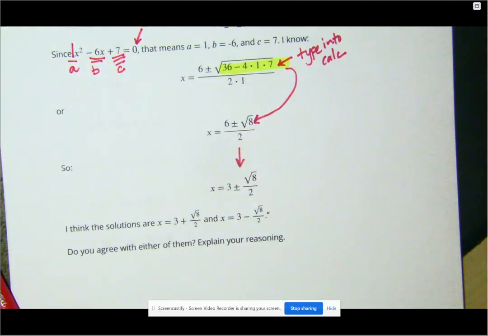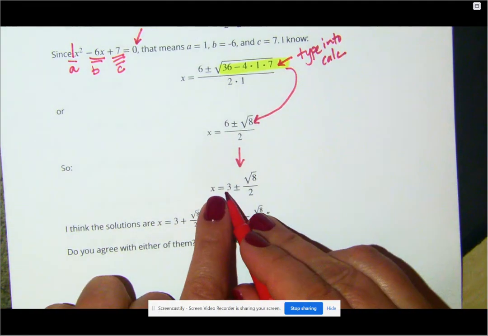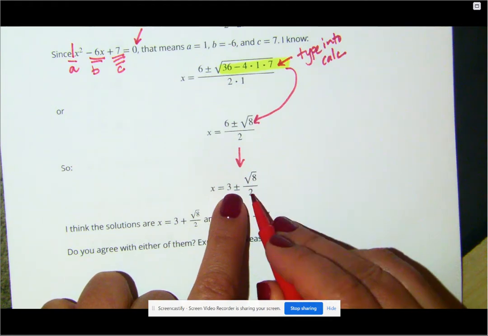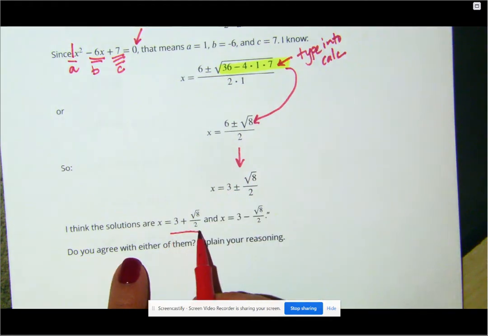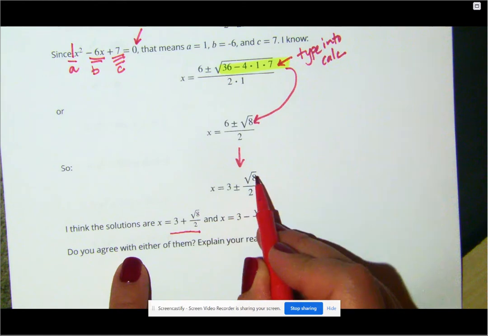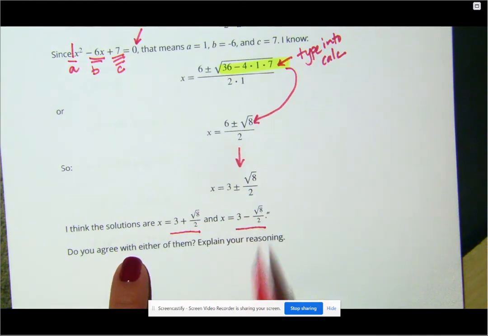And then he separates his 2 answers. He has 3 plus the square root of 8 over 2. See that one? And 3 minus the square root of 8 over 2. There's that one. And then we're like, wait a sec, that doesn't look like Elena's answers. How come? Because he did it a different way, and it's simplified different.